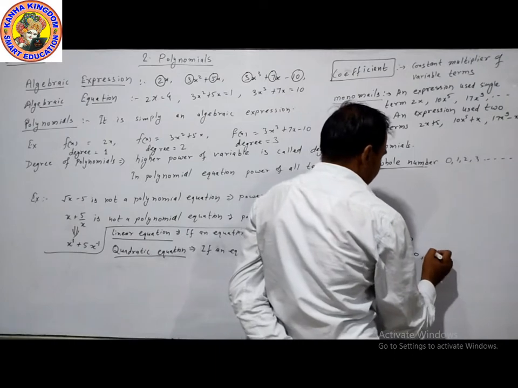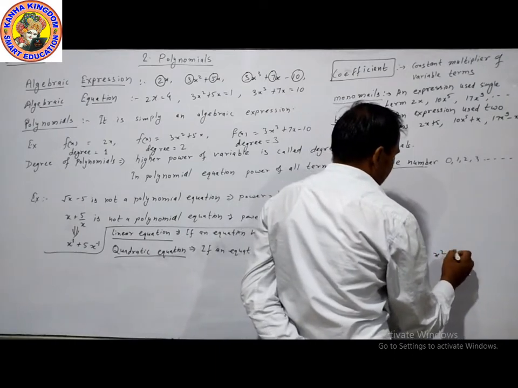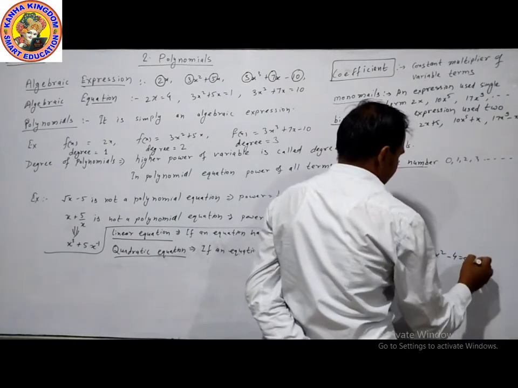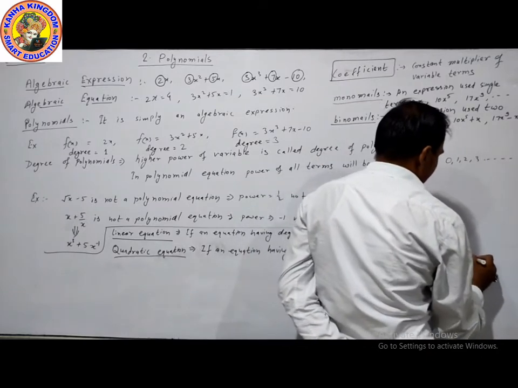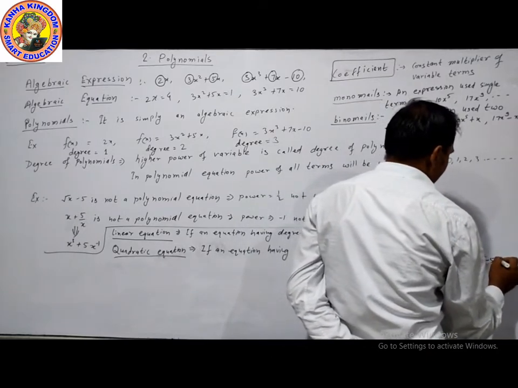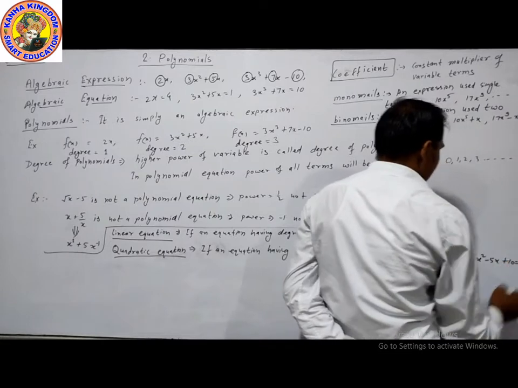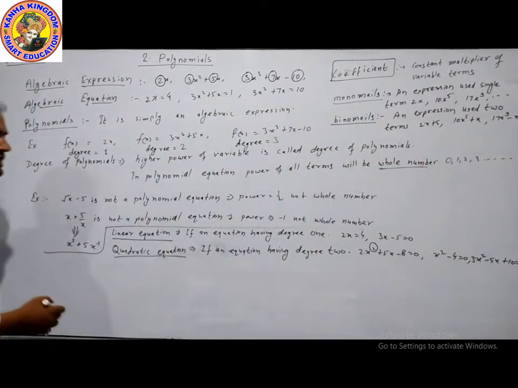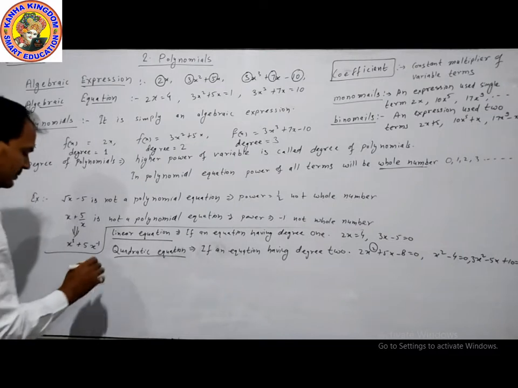Next is x square minus 4 is equal to 0. Next is 3x square minus 5x plus 10 is equal to 0. These are the equations which are having degree 2.